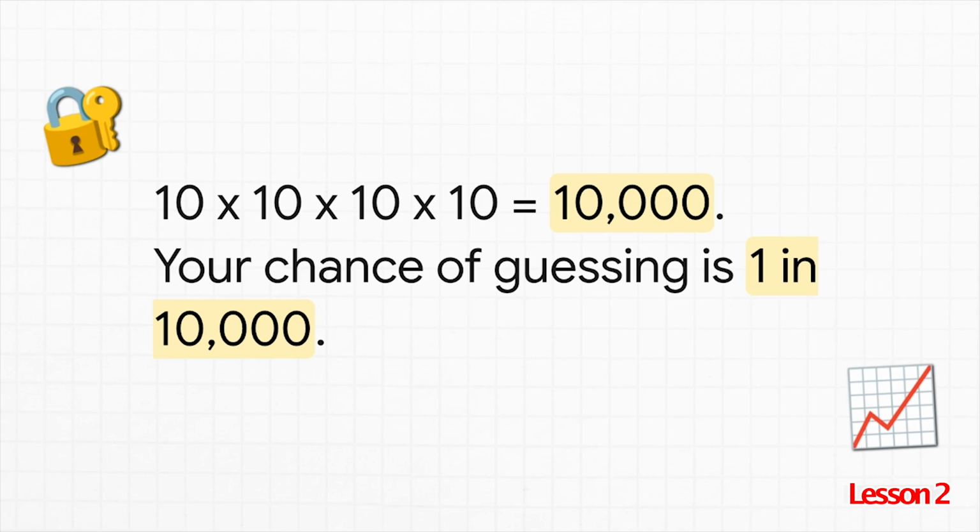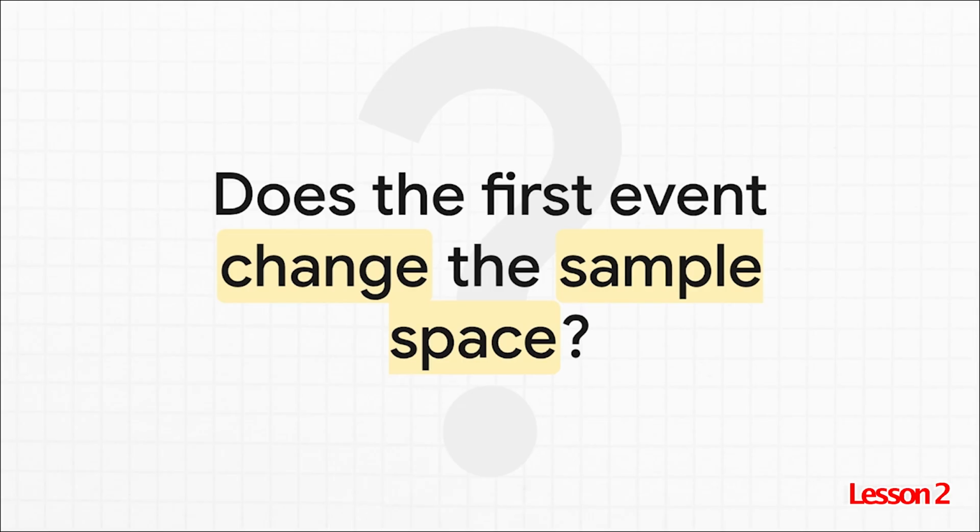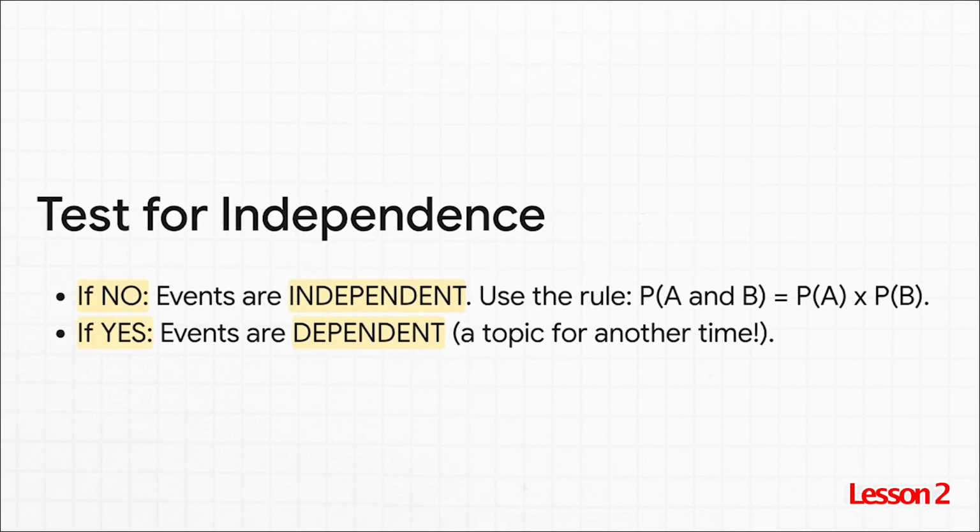Okay, we've gone through a lot, so let's boil this down to one single important question you can ask yourself every time you run into a probability problem. Just stop and ask yourself this question: does the first event change the pool of possibilities for the second one? Does taking out a card from the deck change what's left? Does using the number 5 once mean you can't use it again? If the answer to that question is no, then you've got independent events. You can go ahead and use that multiplication rule. If the answer is yes, you're in a whole different world of probability, and that is dependent events, which is super interesting, but for another time.